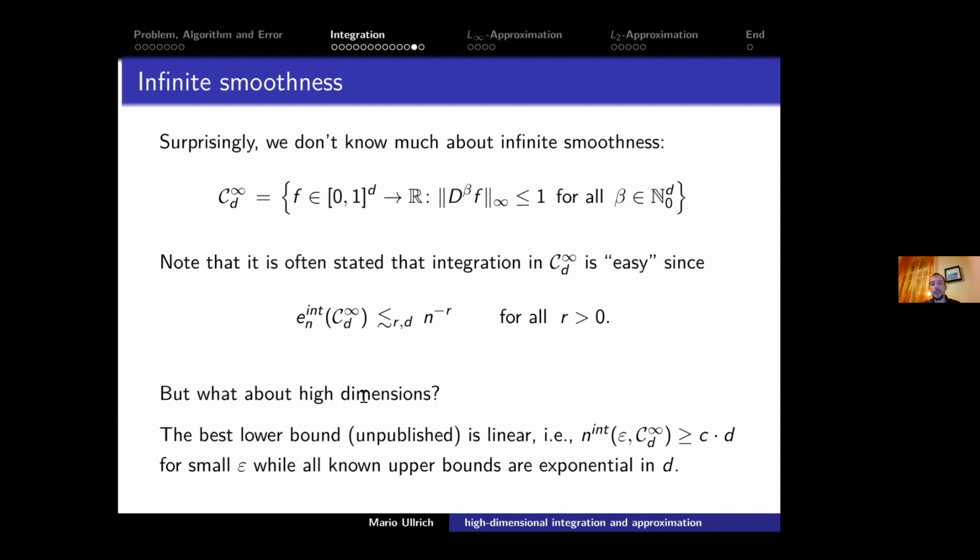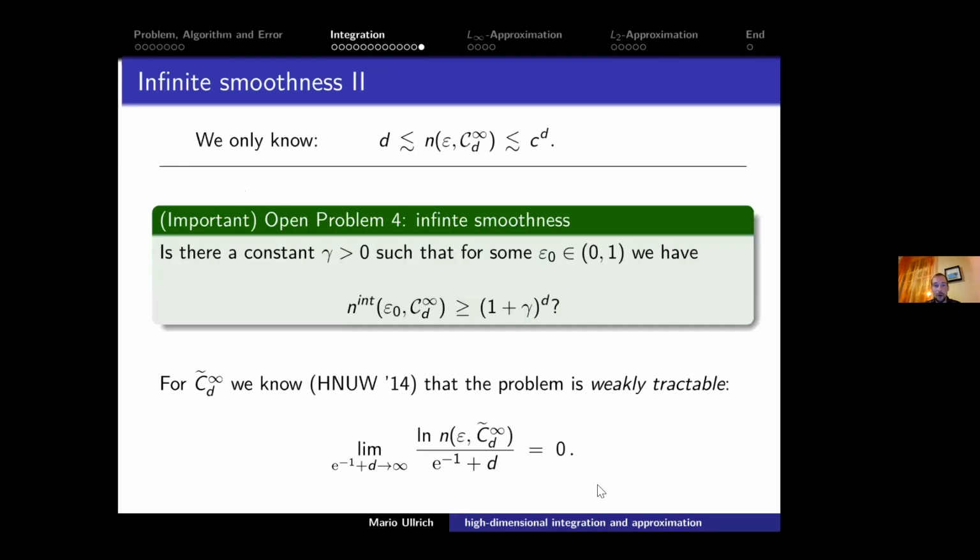So what about high dimensions? The best lower bound that is known here is only linear in the dimension. So you only have that the number of function evaluations to integrate functions from this class goes like a constant times d for some small epsilon. Our upper bounds, even if you don't care about the dependence on epsilon, are exponential in the dimension. So we don't know, is it exponential? Is it linear? We don't know. That's, I think, an important open question.